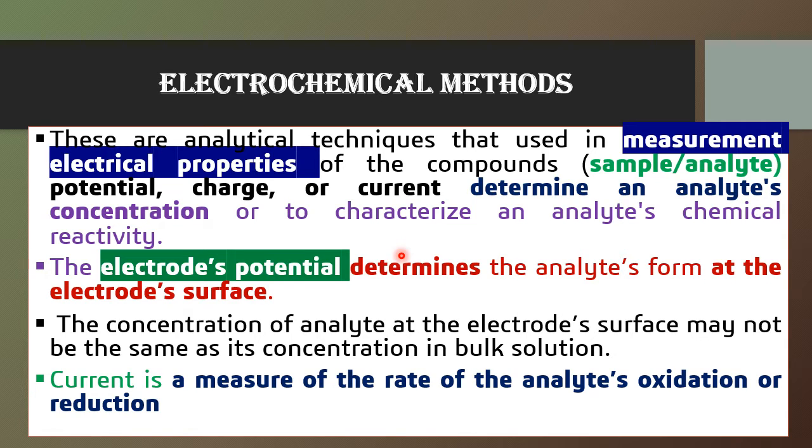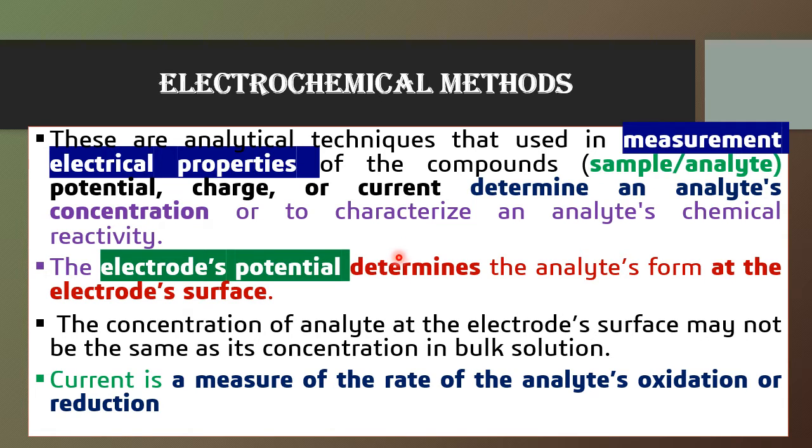So, by analyzing the different electrical parameters of the sample, like charge, electric potential, the current that it carries, or the EMF generated during the reaction, we can determine the exact concentration or amount of the analyte that is being consumed or produced during a particular type of chemical reaction.